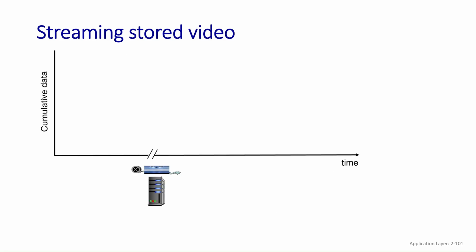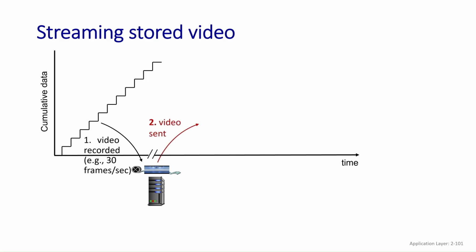For example, this is the rate at which we recorded the video. This is a graph between the cumulative data and the time. We recorded the video at 30 frames per second, then we wait, and then we again record 30 frames per second, and so on and so forth. This is our recording rate, and this is how we stored the video on the server.